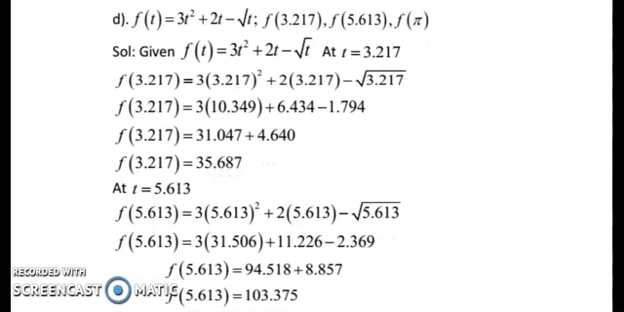This is your d part. In all the parts, you will be given the function. You will only be inserting its input. The input is defined here for the 3 functions. You have to find 3 values for 3 different inputs.